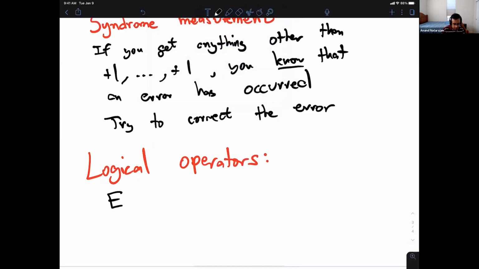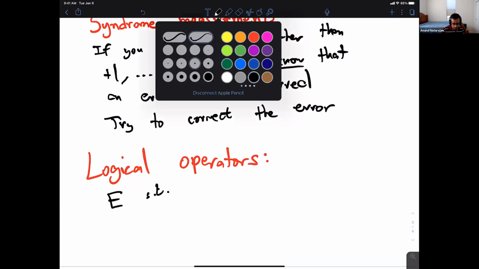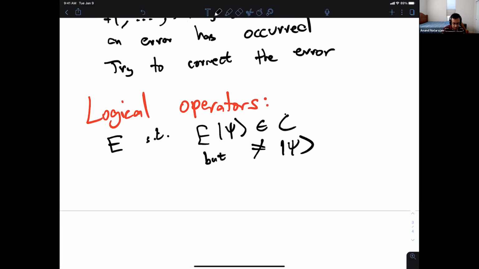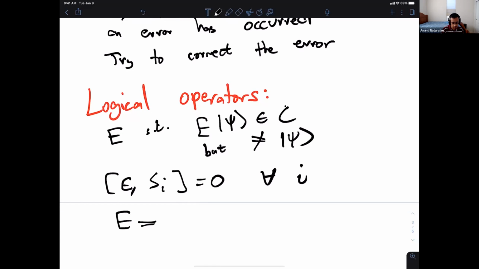This is basically any E such that E acting on a code state psi is in the code space, but not equal to psi, some other state in the code space. And what that means in terms of Paulis, if E is a Pauli, is that E should commute with every stabilizer S_i, but it should not be generated by the stabilizers.